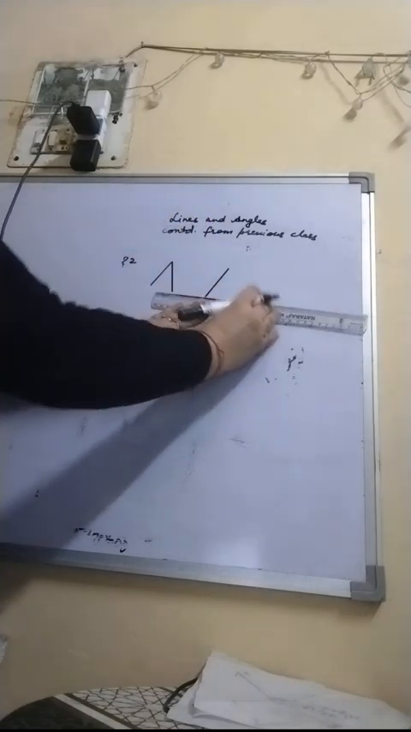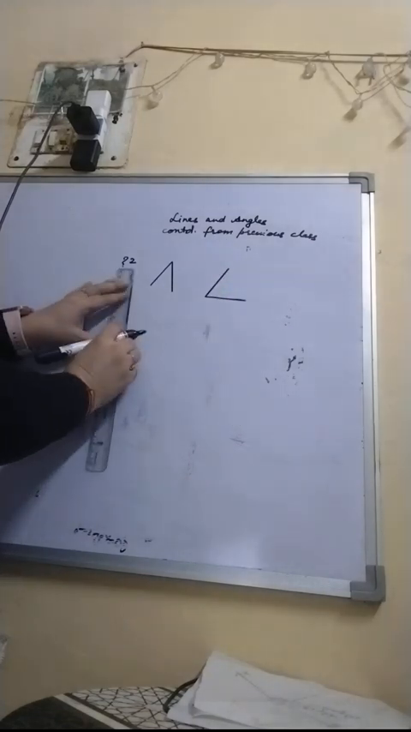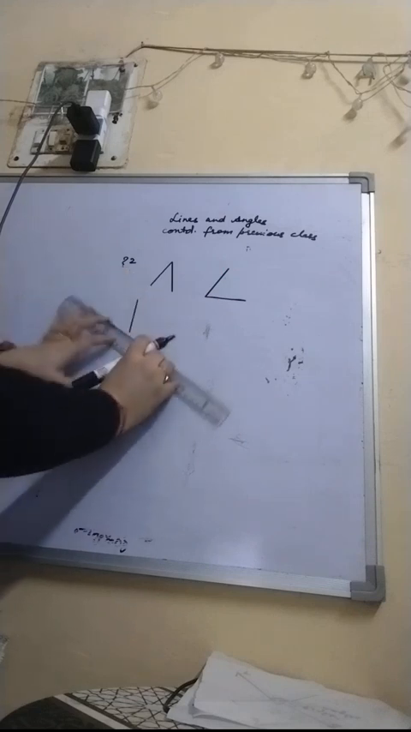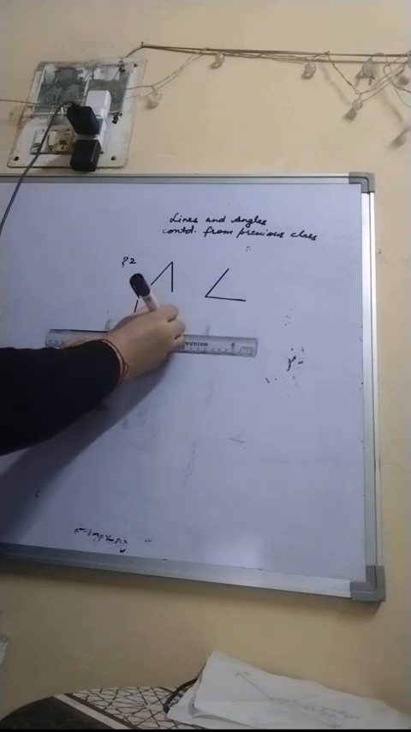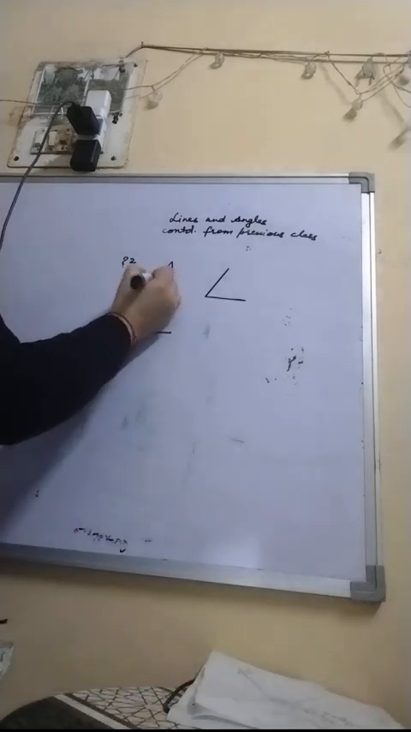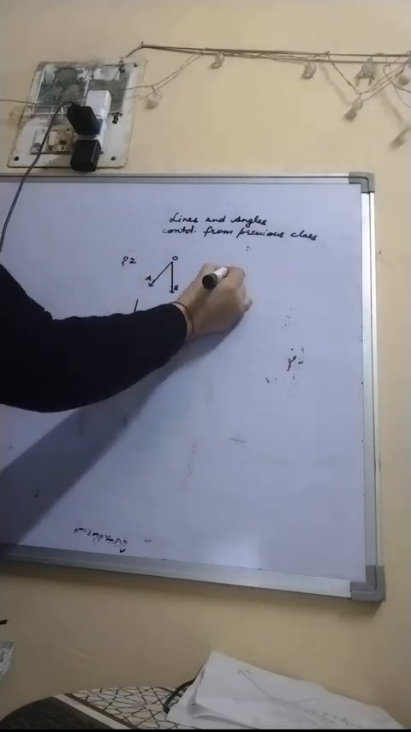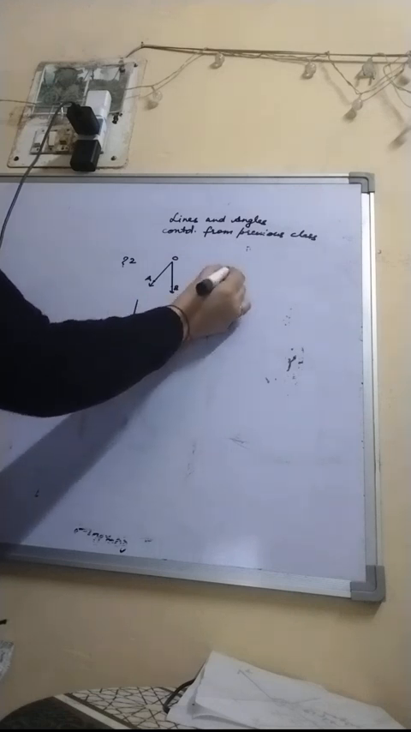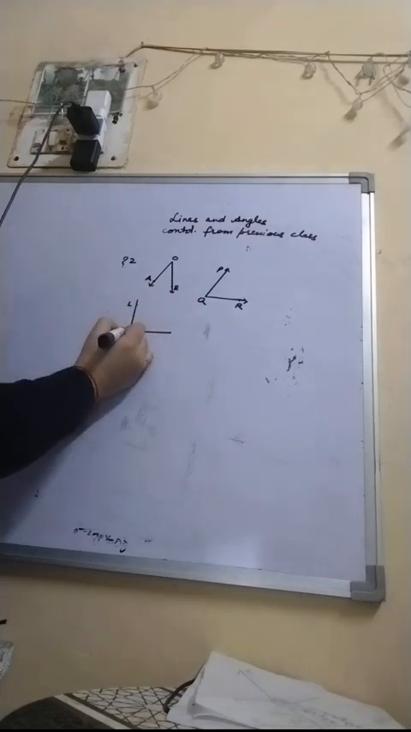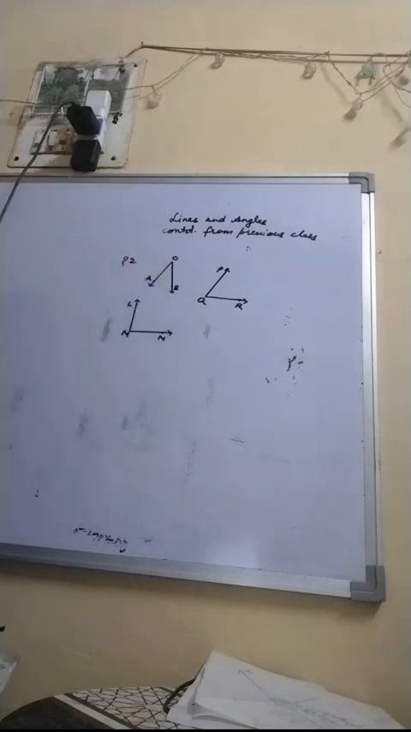I am drawing less than 90 degrees, you have to give. So these are the angles. Name them. How would you name them? AOB, PQR, LMN. Okay, so name them now.